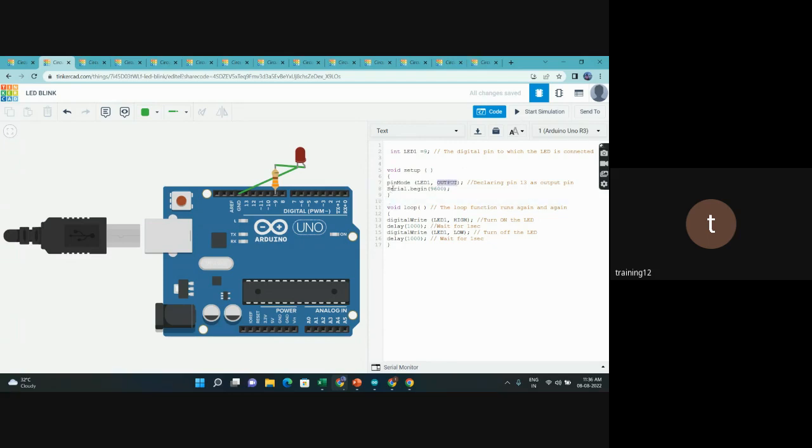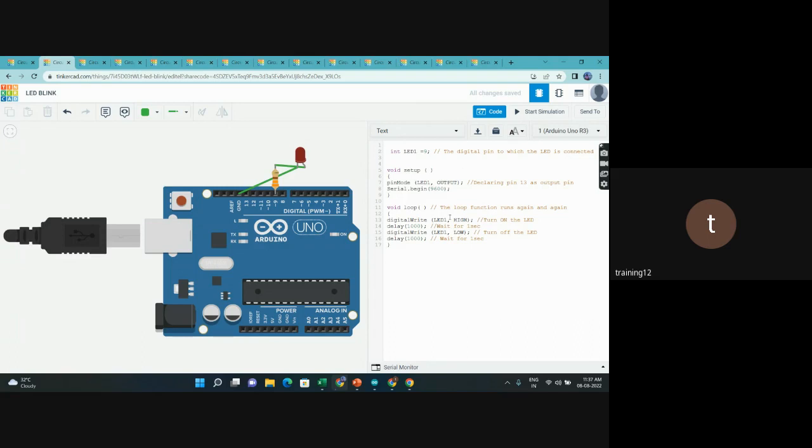Then Serial.begin, which is 9600. It is the baud rate. The baud rate is basically the number of instructions per unit time, meaning how many instructions are sent in unit time. This is called the baud rate. So in Serial.begin, you have mentioned the baud rate 9600.